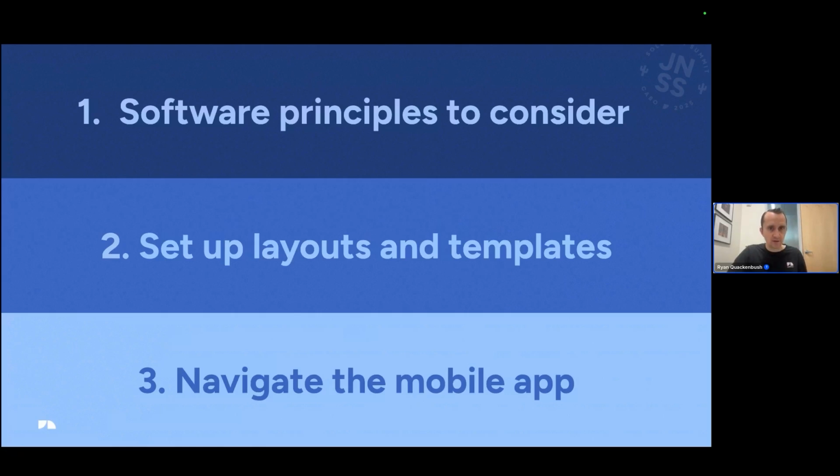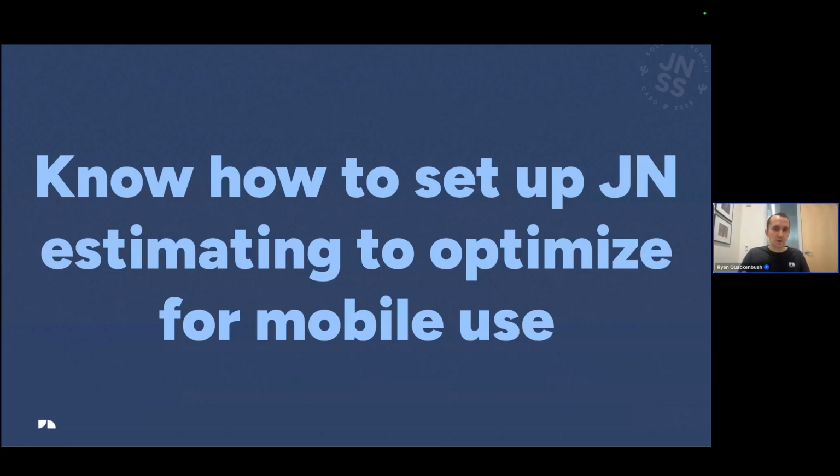3 things that we need to do. We're going to talk about some principles to consider to get started. We're going to talk about setting up your layouts and templates to optimize for mobile use. And then we're going to talk about when the field rep is out there creating an estimate, what it looks like for them to navigate the mobile app. The goal of today is for you to know how to set up estimating so that you can optimize it for mobile use in the field.